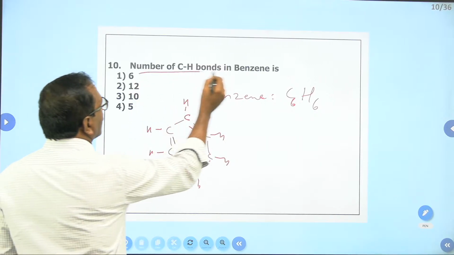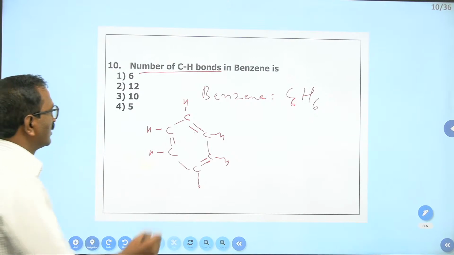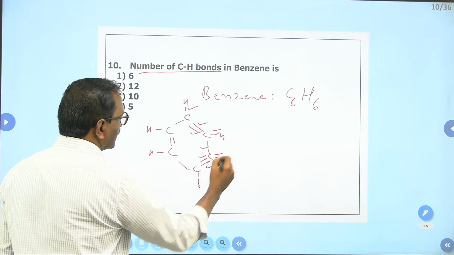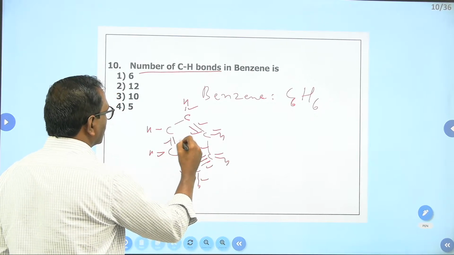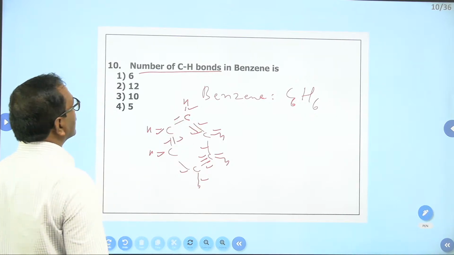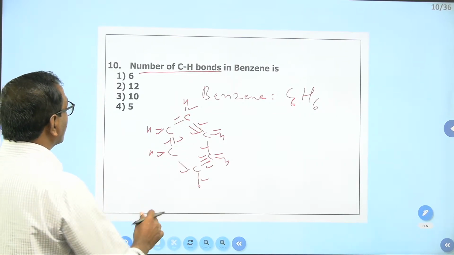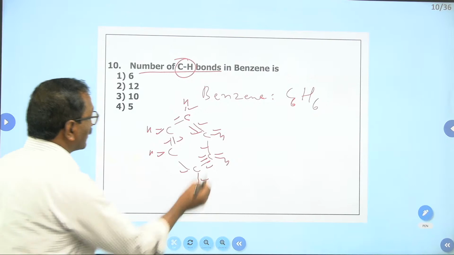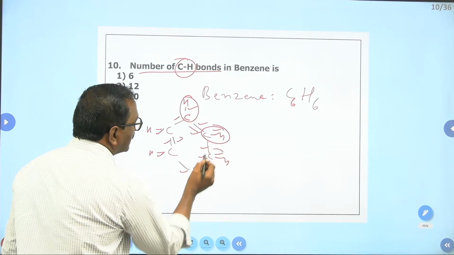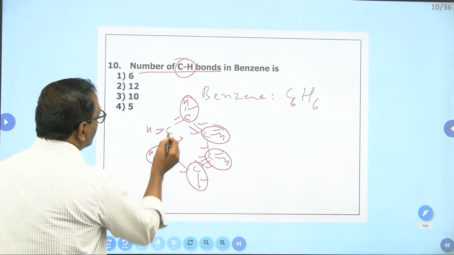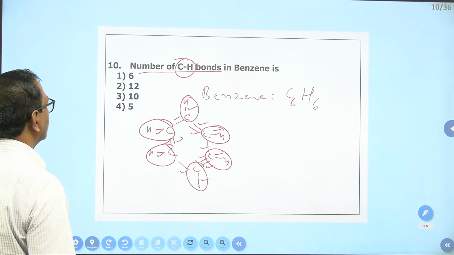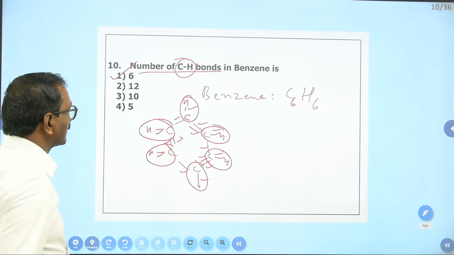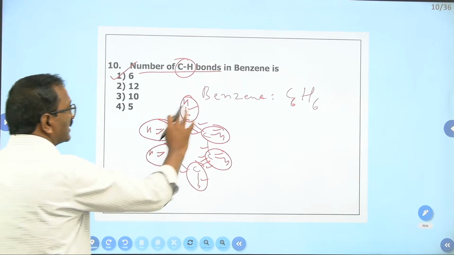The question is the number of CH bonds here. Check it now. 1, 2, 3, 4, 5, 6, 7, 8, 9, 10, 11, 12, 13, 15. Now here 16 are there. This is the total number of bonds. But particularly they are asking about the number of CH bonds here. Check it now. This is one CH bond, second CH bond, third, fourth, fifth, and now this is the sixth CH bond here. Now your answer is, okay, the number of CH bonds in benzene is 6. That is there in the first option here. So how many CH bonds are there? 6 are there here.